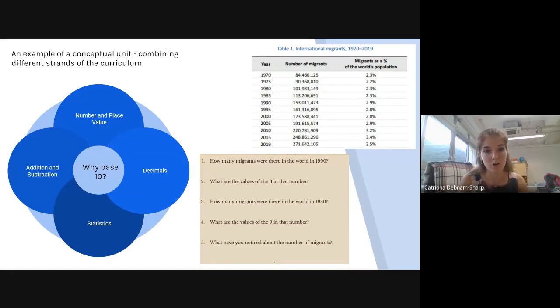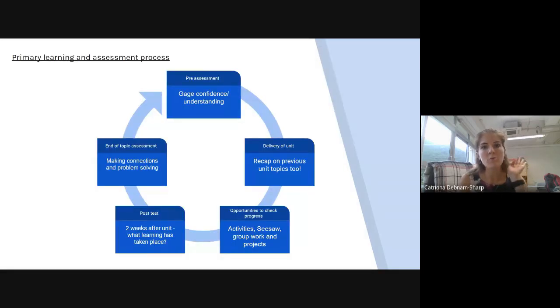Okay, so that's our curriculum. Although we do have different approaches in terms of teaching conceptually and teaching through units, the actual way that we teach the maths is still the same for Year 3 to Year 6. So the first thing we'll do with every year group is that we do a pre-assessment.